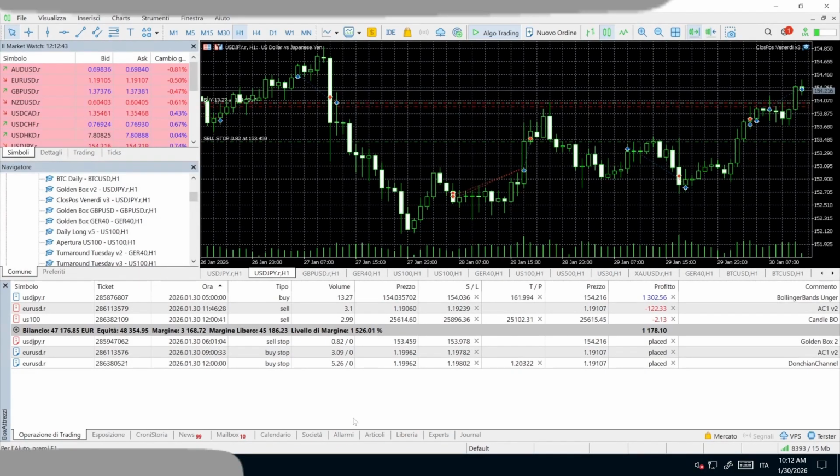This is the VPS I use. Here I have a demo account, where I'm basically running the same experts that I have on the real account, but with a higher risk. Precisely to see what happens, and also to compare the differences between the demo account and the real account.